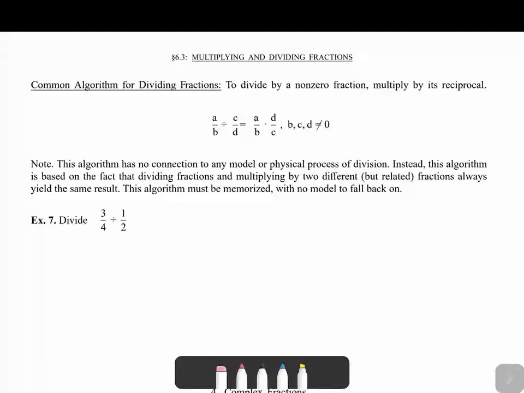Hi everyone, this is the fifth and final video for section 6.3 on multiplying and dividing fractions. So we are finally to the common algorithm, the standard algorithm, whatever you want to call it, the way that most of us know how to divide fractions. We've talked about an algorithm for dividing fractions with common denominators, and that works. It all is fine. However, most people don't know that algorithm because we've just been taught the standard algorithm.